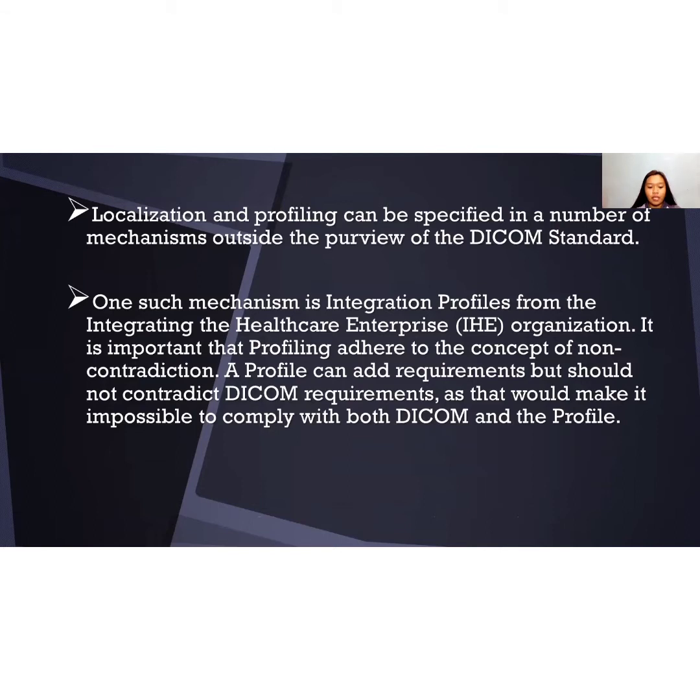One such mechanism is integration profiles from the Integrating the Healthcare Enterprise, or IHE, organization. It is important that profiling adhere to the concept of non-contradiction. A profile can add requirements but should not contradict DICOM requirements, as that would make it impossible to comply with both DICOM and the profile.